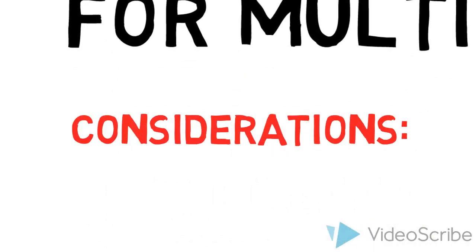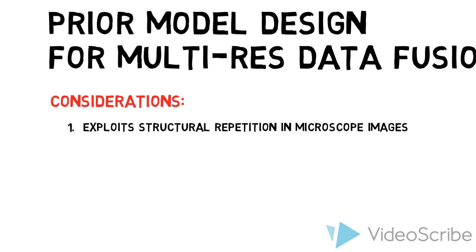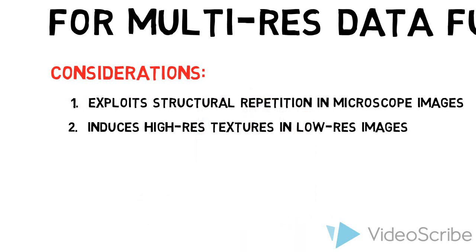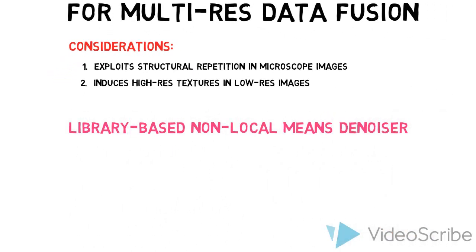So how do we form the prior model for MDF? Here are some considerations. A good model must be able to exploit the structural repetition in microscope images. And also, we must be able to induce high-resolution texture to the low-resolution images. Which brings us to library-based non-local means denoiser.